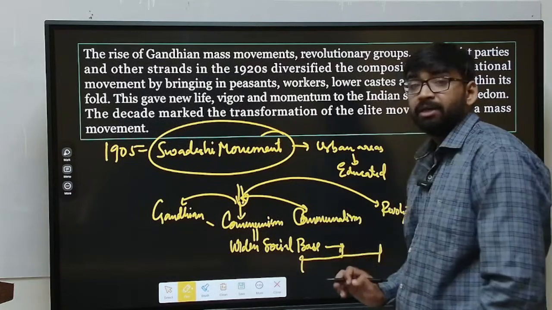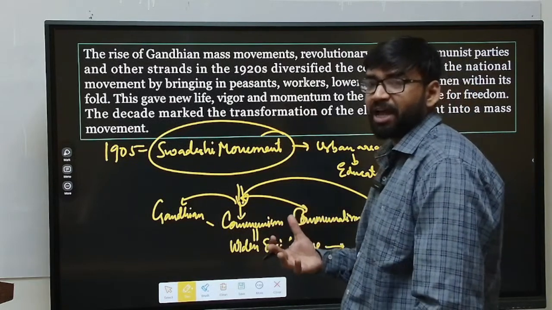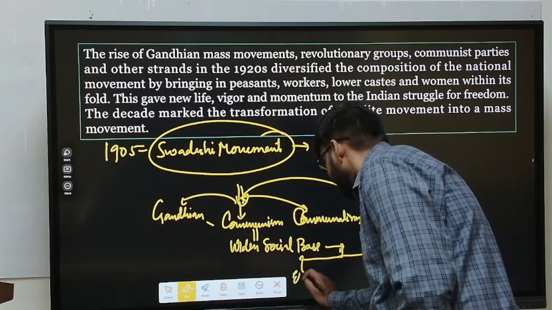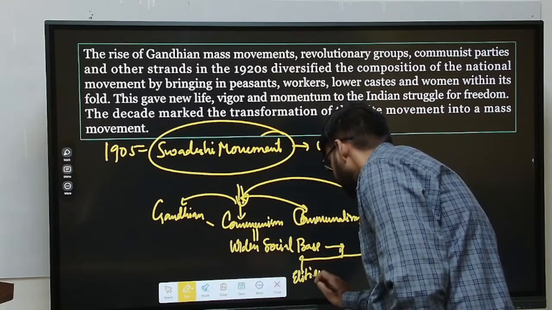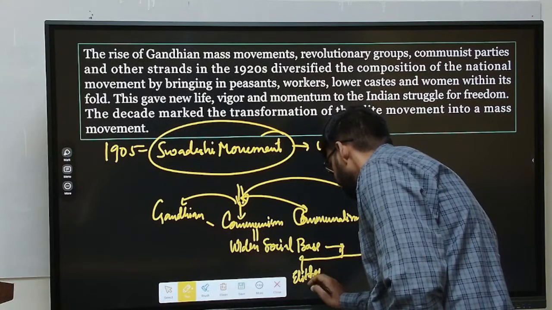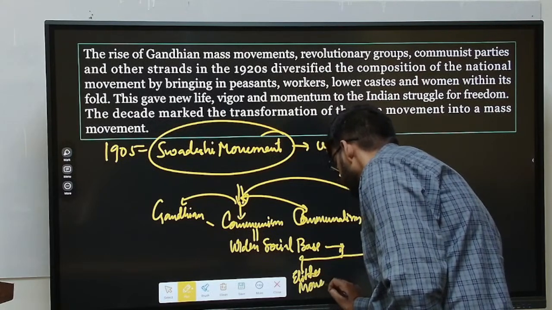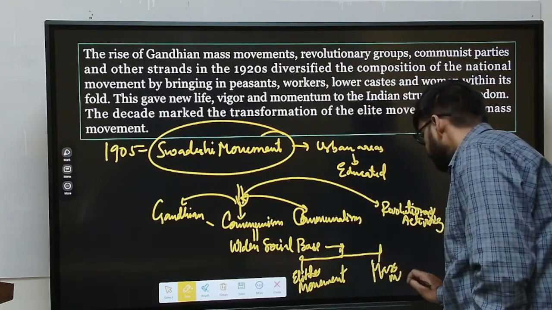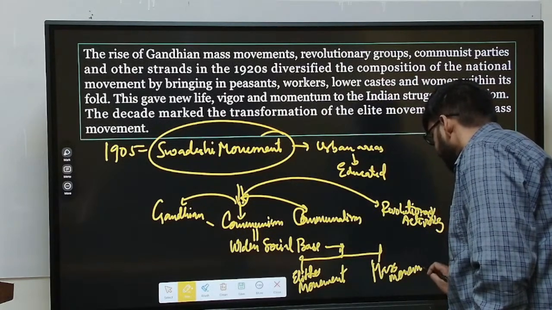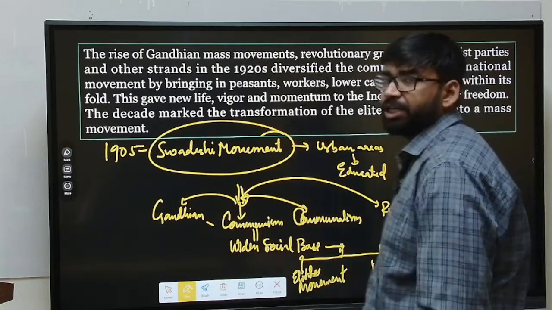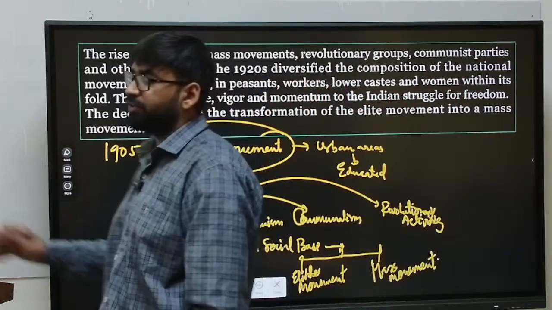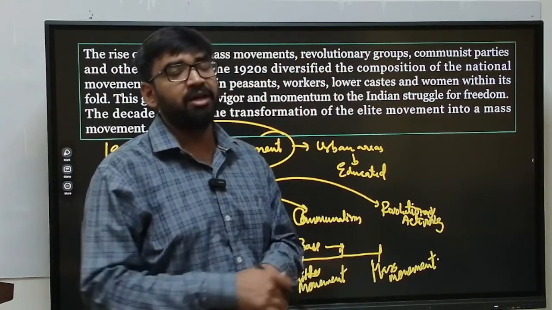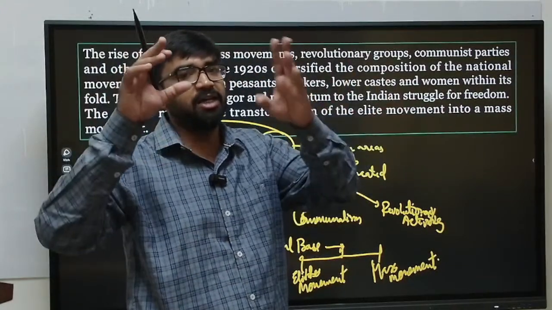you will see that the nature of the Indian national movement was changed from elite movement to mass movement. So in the 1920s and after the 1920s, you will see the nature of the Indian national movement changed from elite to mass movement, which helped India in its freedom struggle.